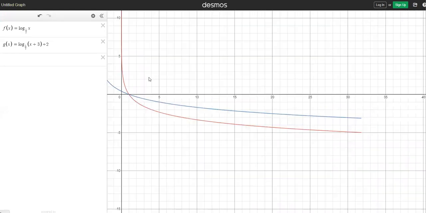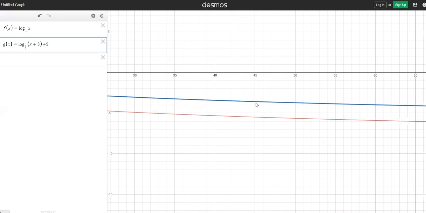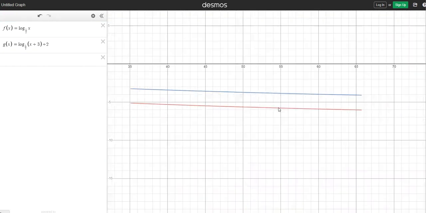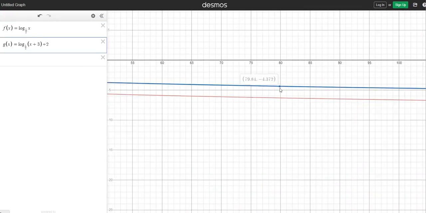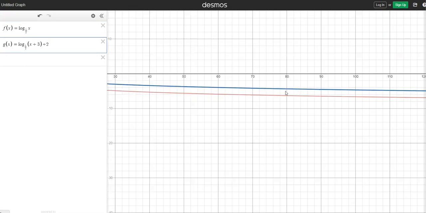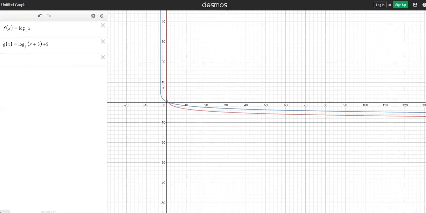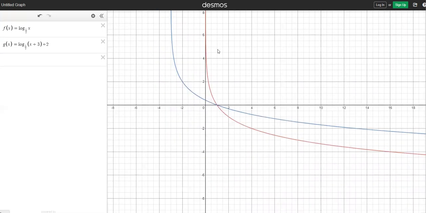Again, it's kind of hard to see, but if I go way out here, you can see that this space becomes about 2. Right here, I'm about at 3.5. I go down, I'm about at negative 5.5. And it gets closer and closer to exactly 2 as we move to the right. So everything gets moved up by 2.